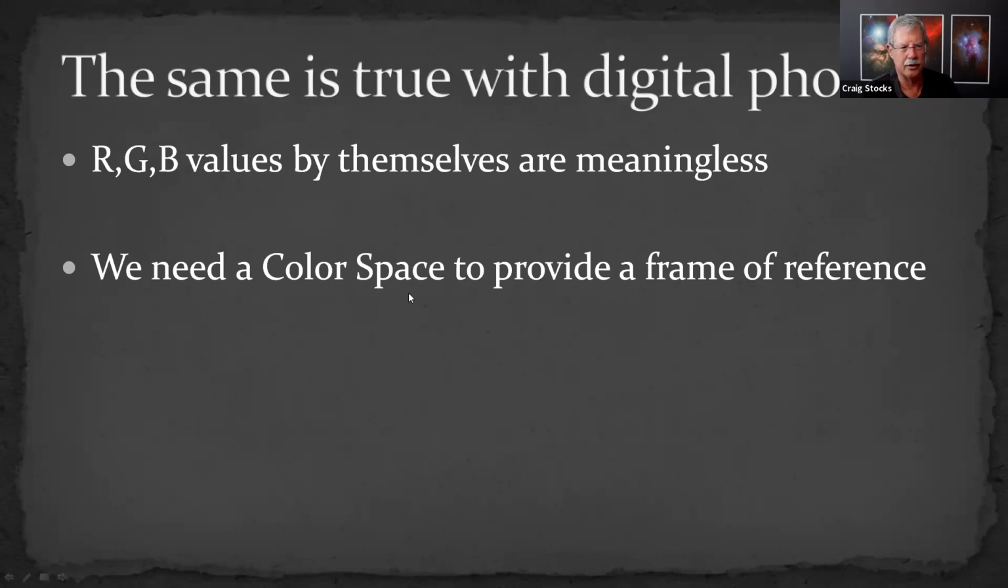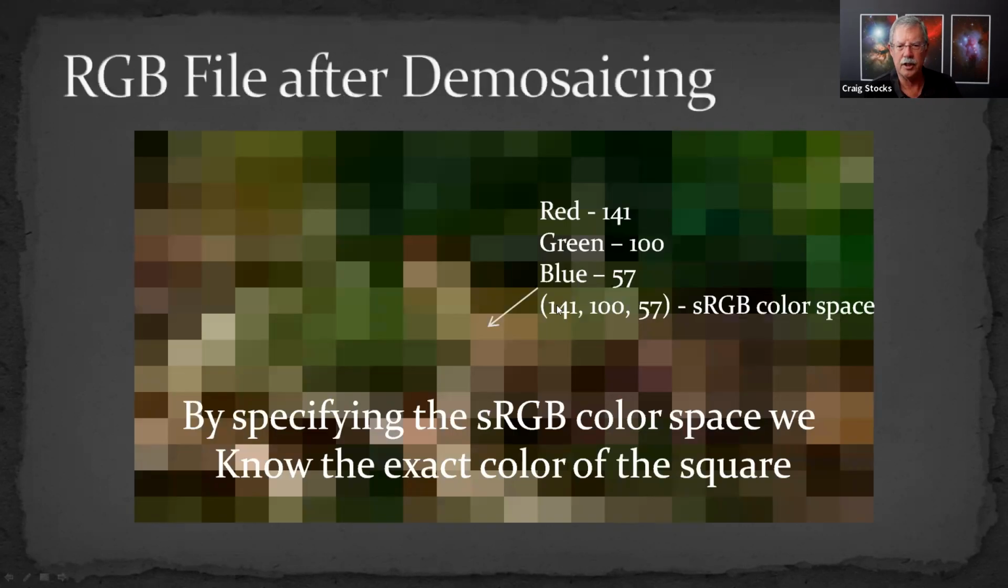Well, the same is true in digital photos, and the thing that provides a frame of reference is called a color space. So if we say this pixel is 141, 157 in the sRGB color space, now we know exactly what color that is. We know it's this combination of values, and we know from the information in the sRGB color space exactly what color that is. So now we have a fighting chance of all being right with the world.